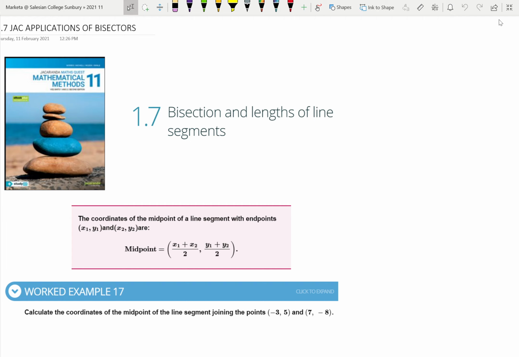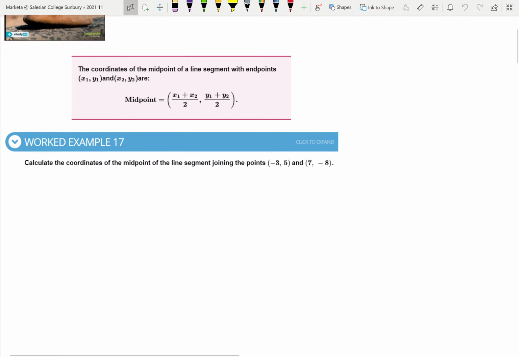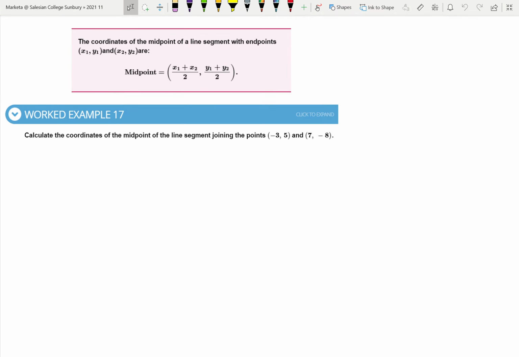Hi guys, today I'm going to be working through the examples from 1.7 of your Year 11 Jack Plus textbook, and we're looking at bisection and lengths of line segments. So the first thing we need to know is the midpoint of a line, and this is actually a pretty easy one because it's just the average of the x value and the y value.